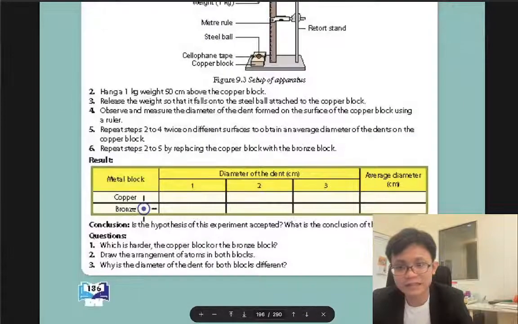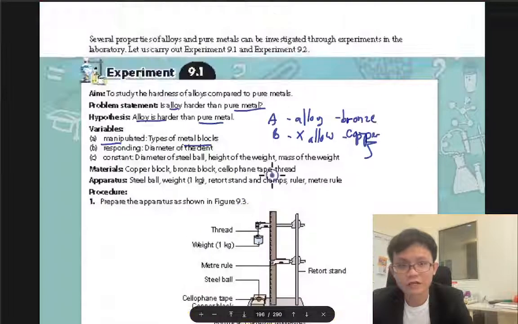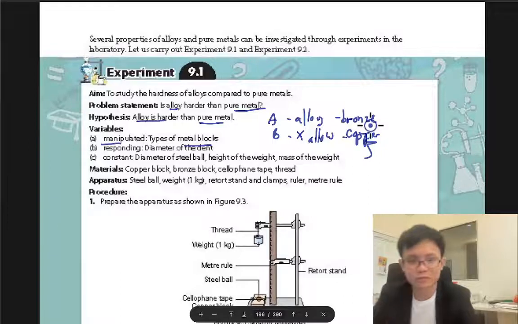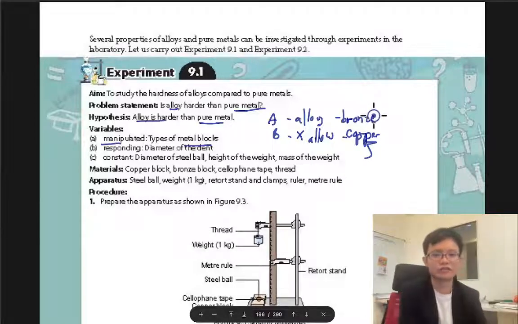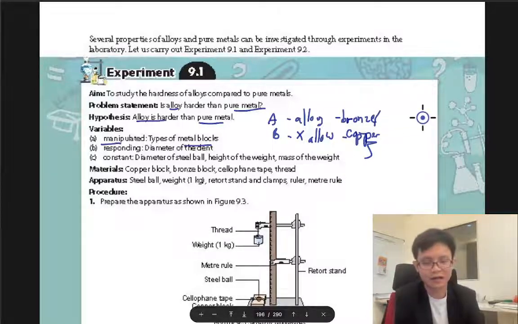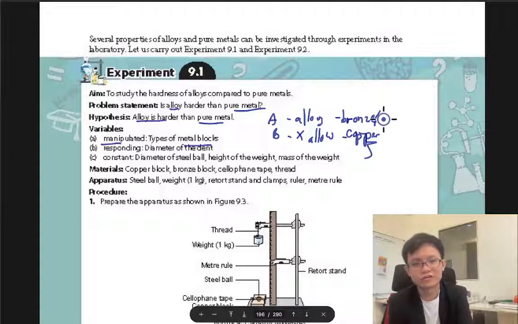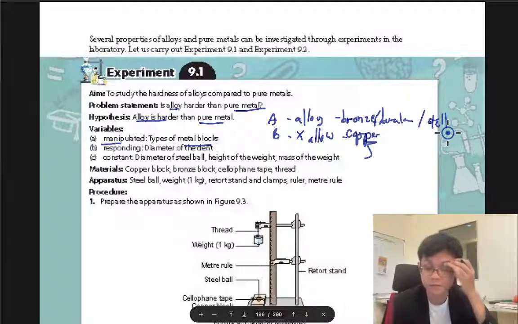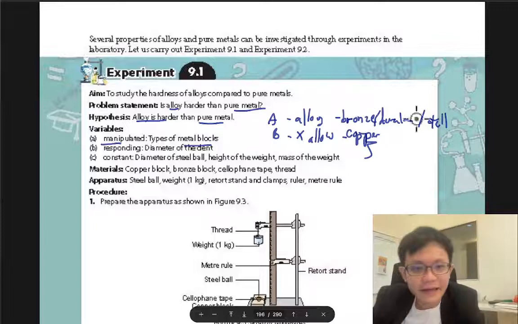Of course, here it is bronze, wow, so lucky, I use bronze, so they use bronze. I thought they were using something else. Of course, you don't need to use bronze now. You can use duralumin, and you can use steel, up to you. So it can be a few alloys.